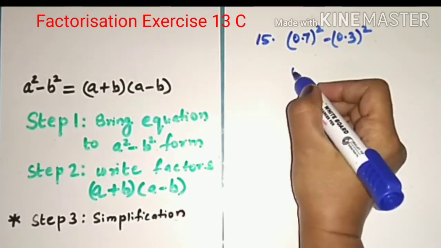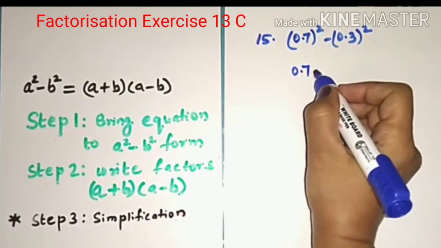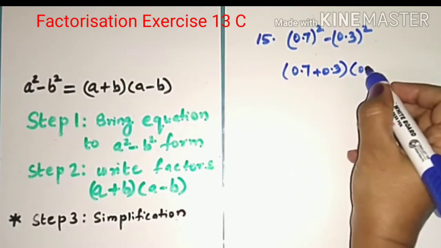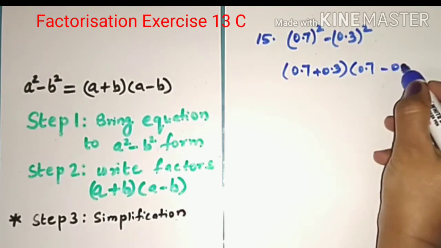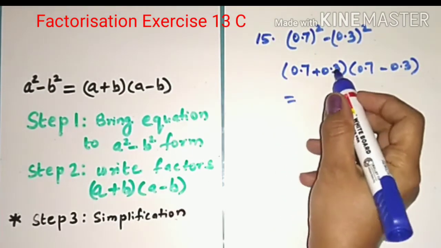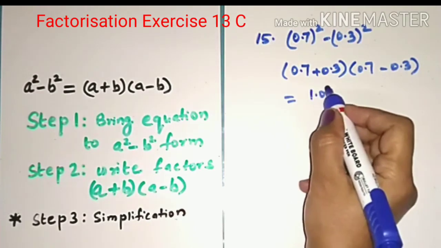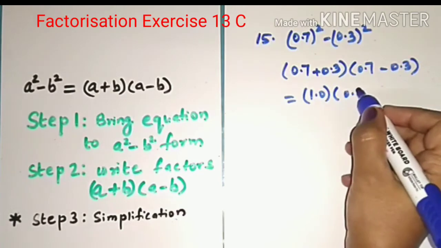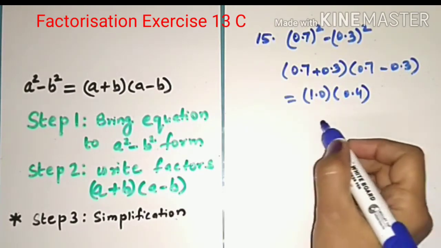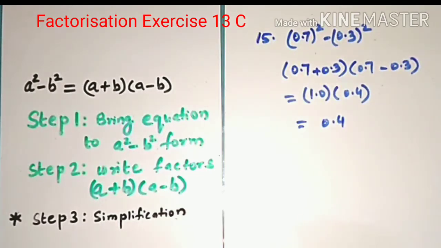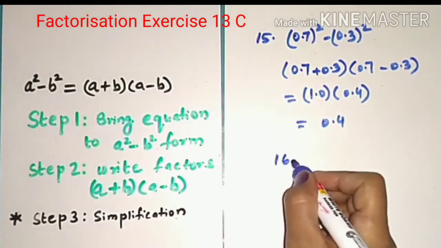b and a minus b. 0.7 plus 0.3, 0.7 minus 0.3. So this will give us 0.7 plus 0.3 is 1 and 0.7 minus 0.3 is 0.4. So if you multiply this by 1, answer is 0.4. 16th sum is also similar.